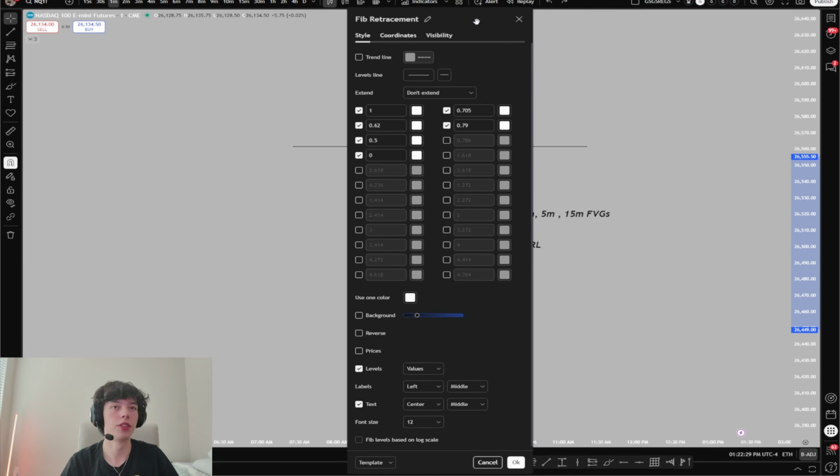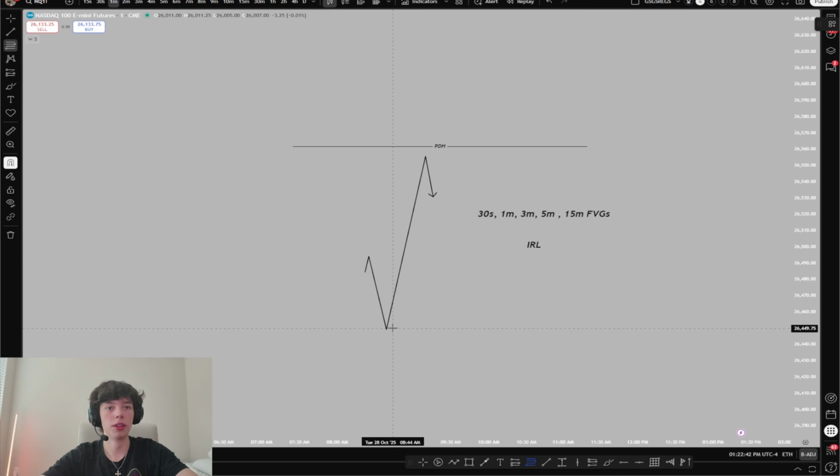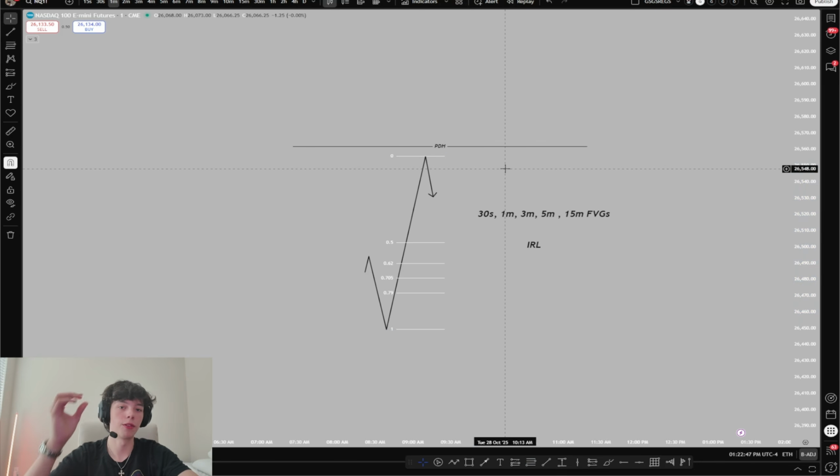So take a screenshot or pause the video, and I want you to copy all of these down and then save this as a template down here so you can apply this to your chart. In bullish examples, you're going to drag the fib from the low to the high, and then for bearish, you're going to go from the high to the low.